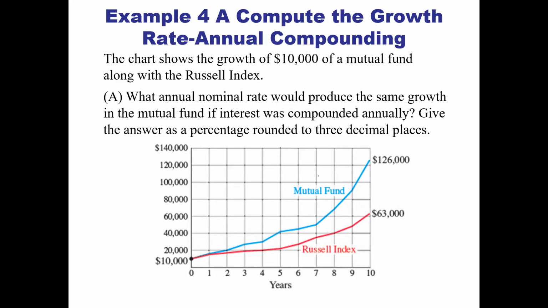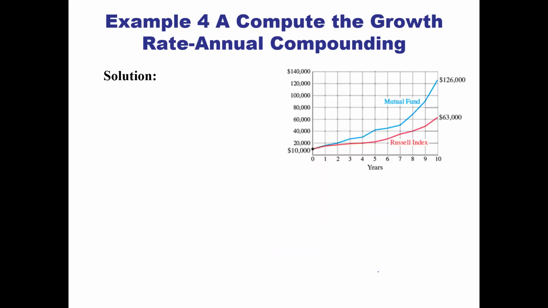So we're going to start at 10,000 and go to 126,000 over a 10-year period. So 126,000 is going to be our future value. We start with the principal of 10,000. We're going to take 1 plus R, which we don't know, divided by 1 because we're compounding annually, and then raise it to 1 times the number of years, and that's just 10. And so this is really what we have to solve.